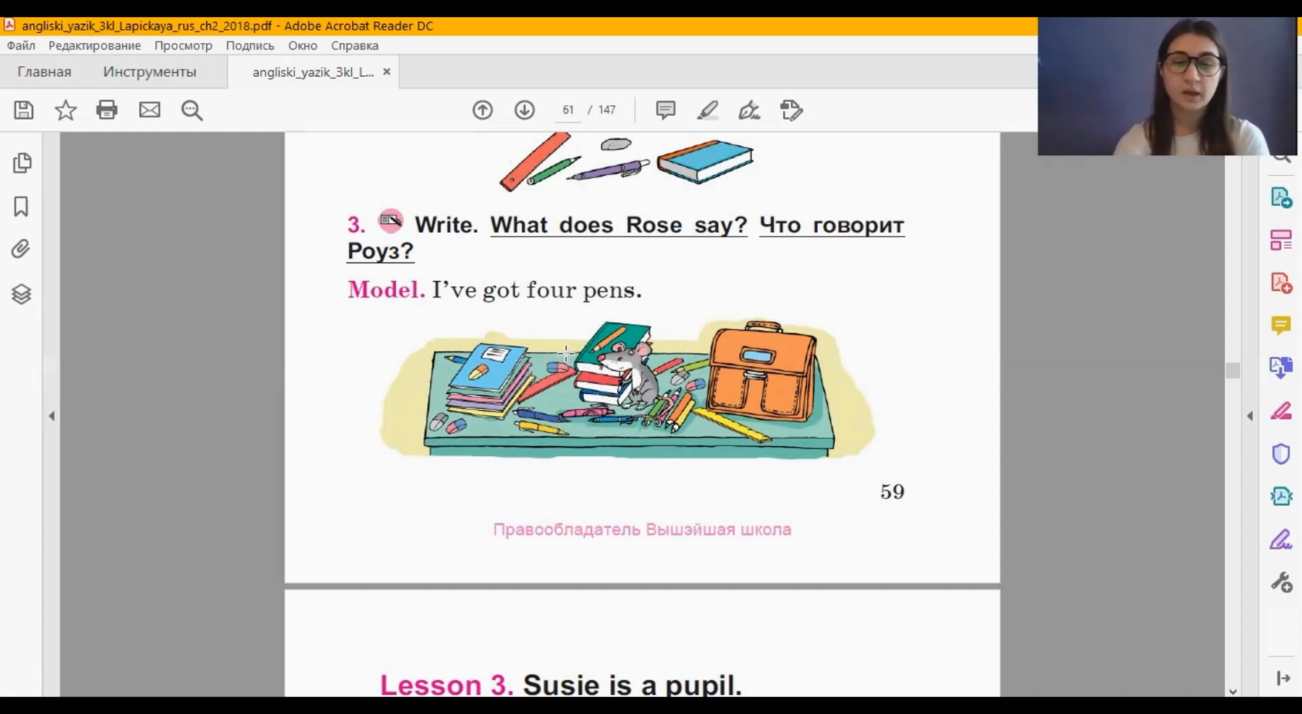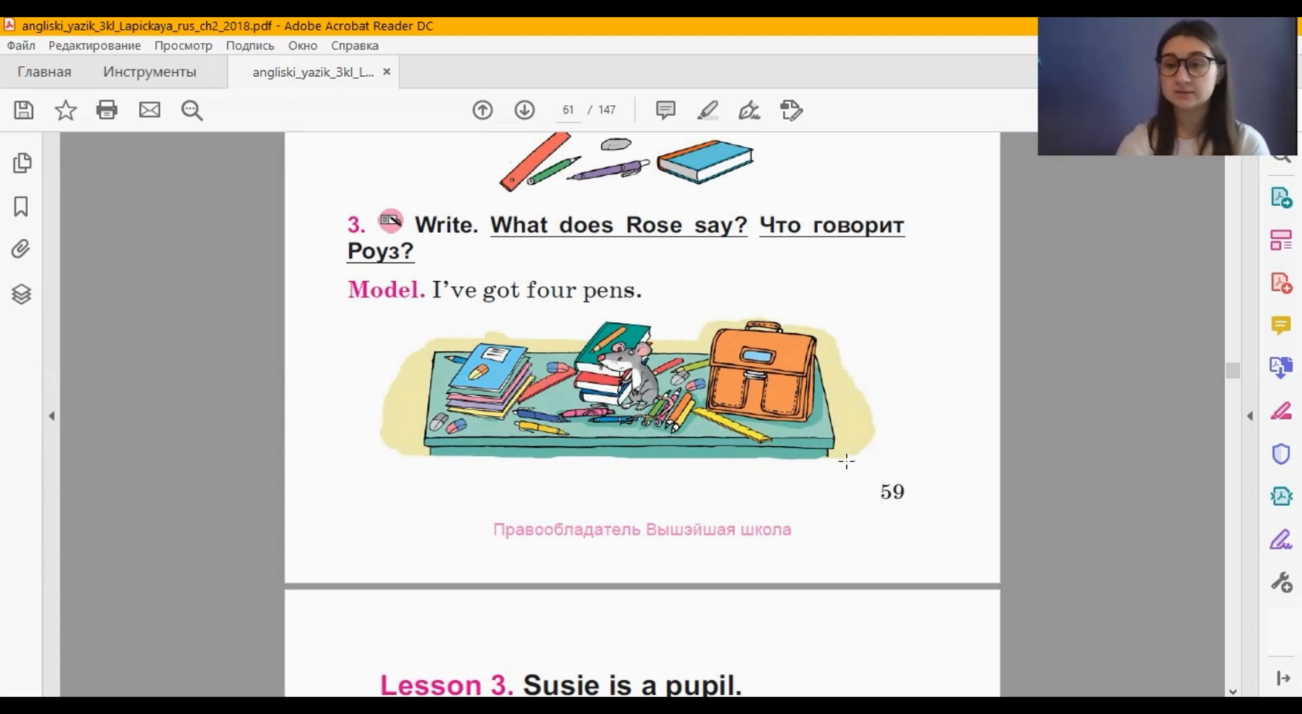Good job. How many copybooks or exercise books has Rosie got? Let's count. 1, 2, 3, 4, 5. I have got 5 copybooks. Okay. How many rulers has Rosie got? 1, 2. Rosie says, I have got 2 rulers.